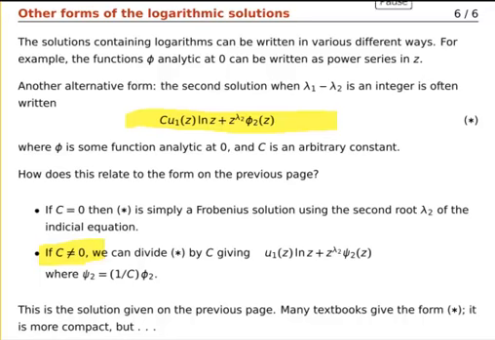Most textbooks that I have seen use this form here with the constant c. Personally, I think that c is a kind of spurious constant. It really stands for something that's either 0 or non-zero. And to me, it seems more straightforward to write the solution as an either Frobenius or logarithmic solution, as I've done on the previous page.